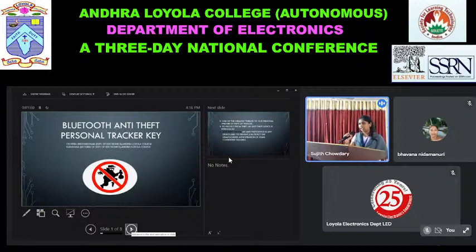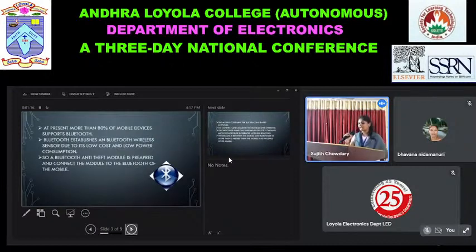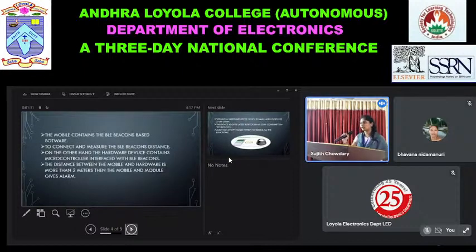An anti-theft device is any device that is used to prevent or detect the unauthorized appropriation of items. At present, more than 80% of mobiles adopt Bluetooth technology. Besides, it is easy to establish a Bluetooth wireless sensor due to its low cost and low power consumption. So, a Bluetooth module is prepared and connected to the Bluetooth of your mobile. Here, the mobile contains locate-beats-based software to connect and measure the BLE beacon's distance. The other end, the hardware device, contains a microcontroller interfaced with a BLE beacon.